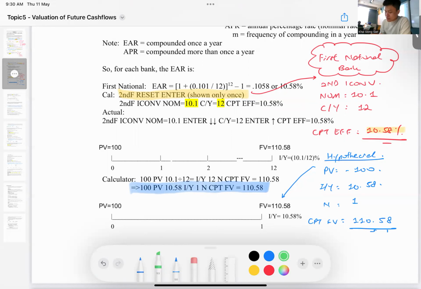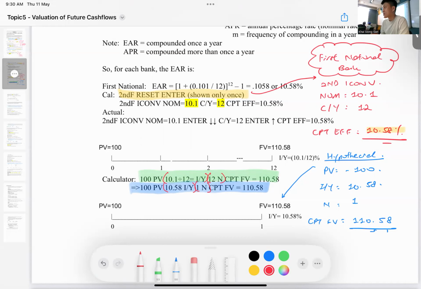There's also another method. This one also can be used, but all those are not so important. The difference here is only these two. This one, they use 10.1 divided by 12. If you use this method, then you have to compound for 12 periods. But if I use EAR, I just compound for 1 period. So that's the difference here.